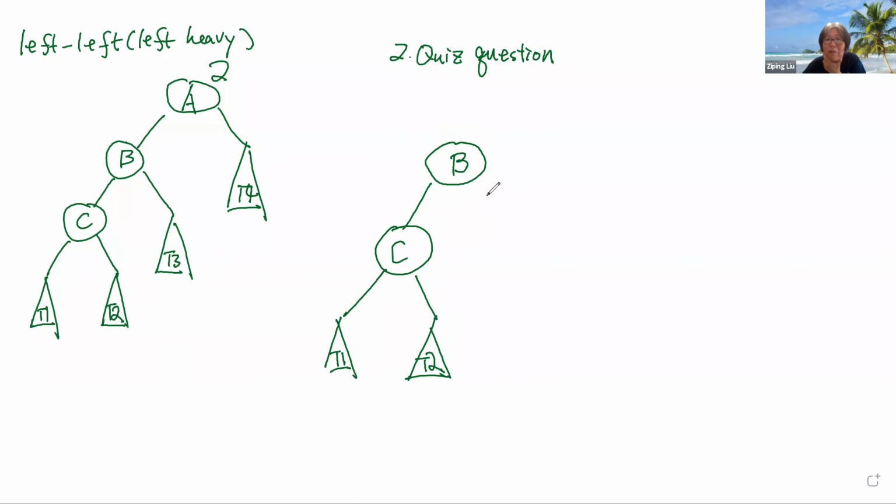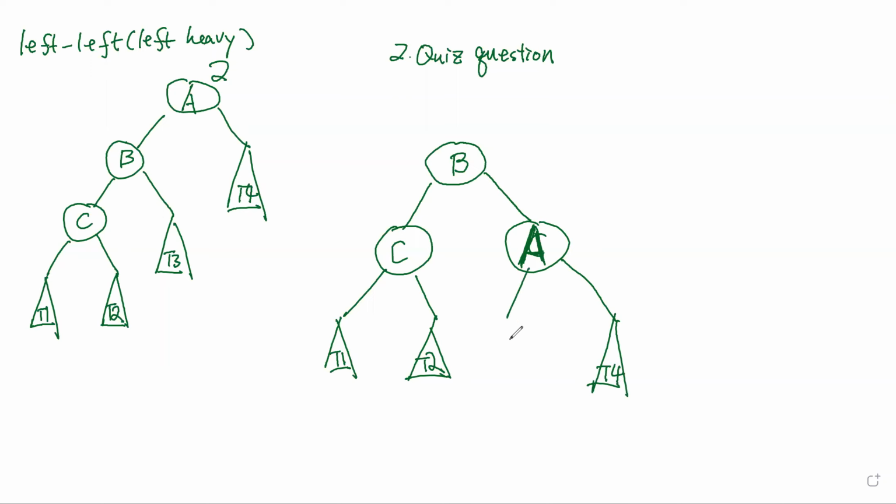And for B, then what should we do? Where do I put A? It should be the right node of B. Okay, right child, so this should be A. Then its right subtree doesn't need to be changed. How about its left? It should be T3. T3, yeah, very good. Then it's very clear this tree is balanced.